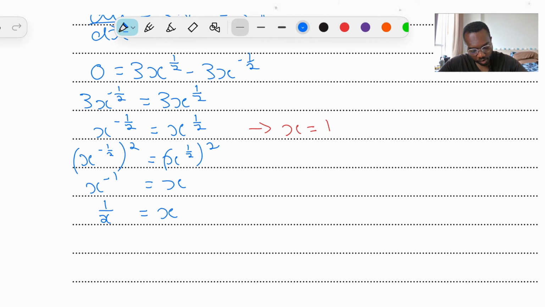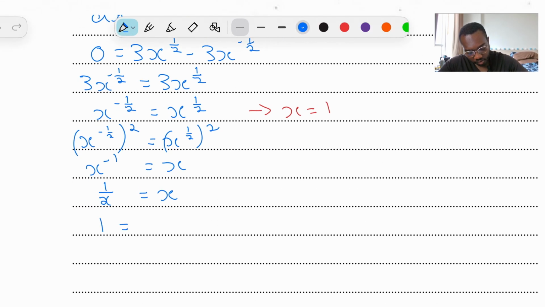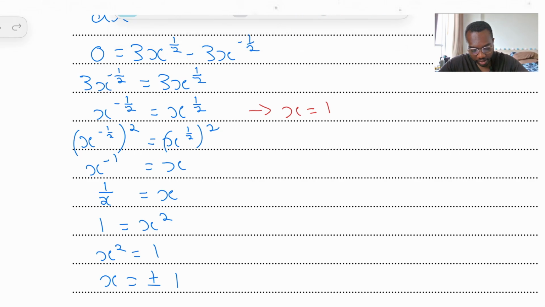And now you're thinking, oh, well, actually, if we do that, we get 1 is equal to x squared, right? But then that is plus or minus 1. So actually, we get a minus 1 as well. But we don't. The reason we don't get a minus 1 is because remember at this stage here, if we look at this stage here, we can't get that.